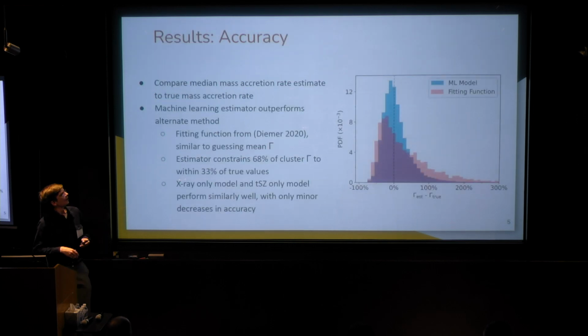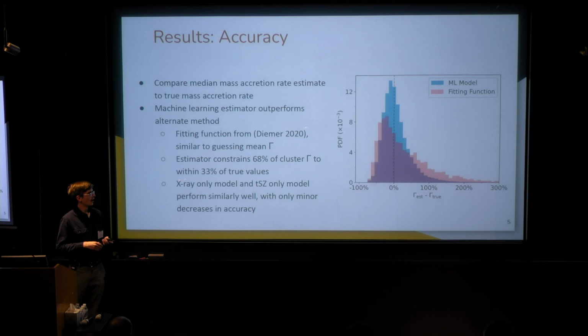There we go. So did the model work? The model worked better than what we had before. We were comparing it to a fitting function from Benedict Diemer's paper in 2020. This fitting function, when you're using only one cosmology, basically reduces to a function of mass. So it's saying, given the mass of a galaxy cluster, what's the mass accretion rate? Like I said when we were talking about the poster, there's a lot of scatter in this relationship. So that's what the red distribution is.